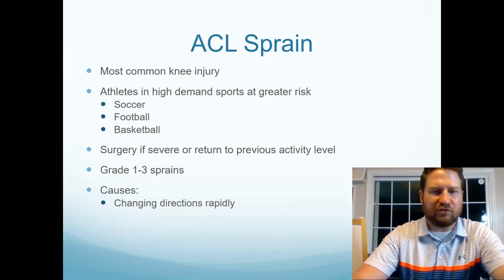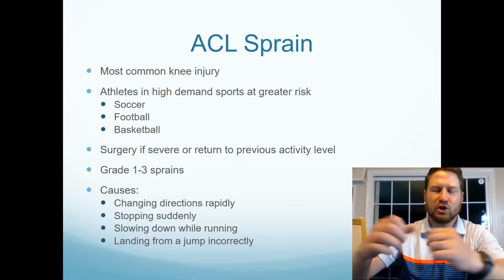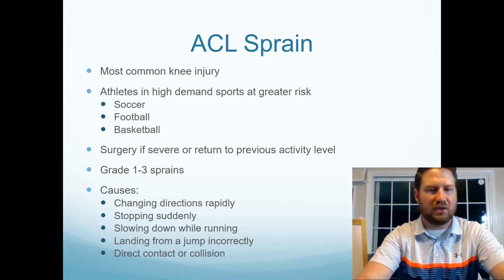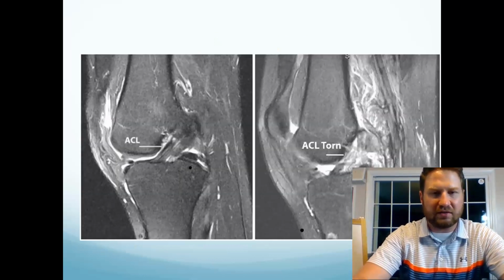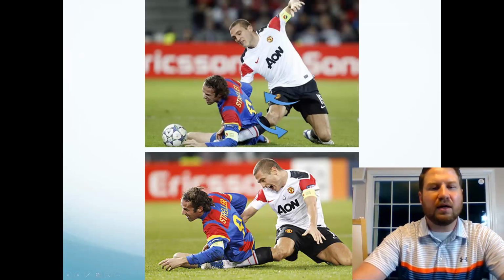Causes include changing directions rapidly, stopping, slowing down while running, landing from a jump incorrectly, usually in that fully extended position, that closed pack position, and a direct or contact collision. There's an intact ACL. Look at the fibers. No more fibers. Complete ruptured ACL. Oh, look, there's a ball. Oh no, my ACL is gone.